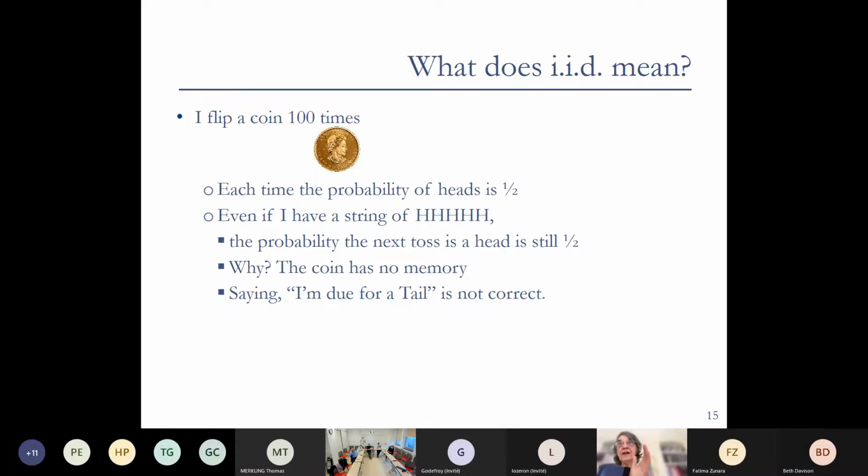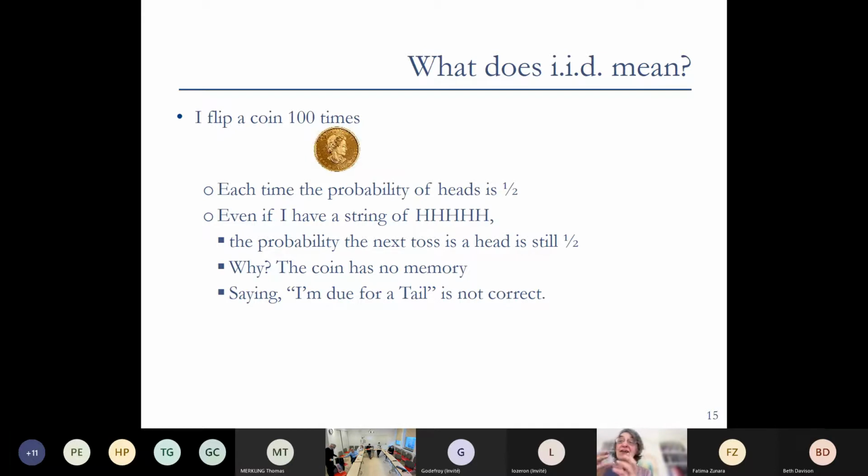So even if I flip a coin and I get head, and then head, and then head, and then head, and then head, the probability that the next toss of a perfect coin is head is still a half. And why? Because the coin has no memory. Now, people would sometimes say in a situation like this, I'm due for a tail. No, the coin doesn't know that it went head, head, head, head, head, head, head. You're not due for a tail.